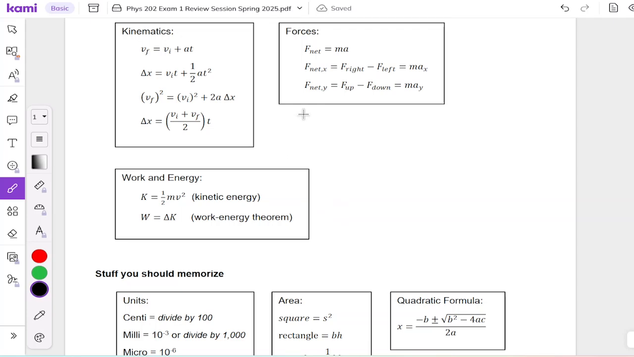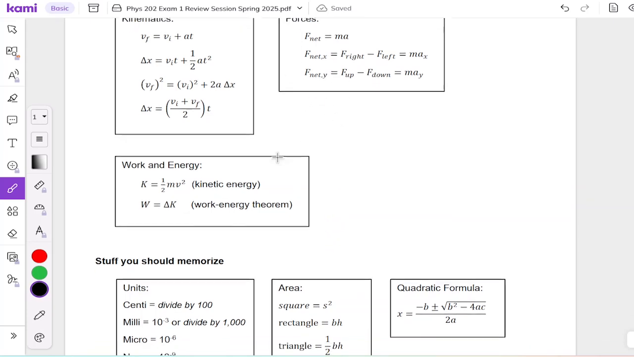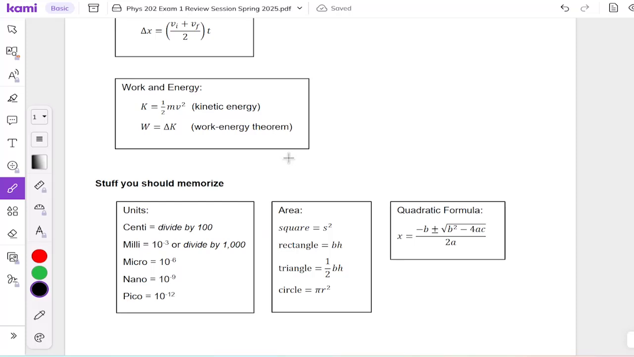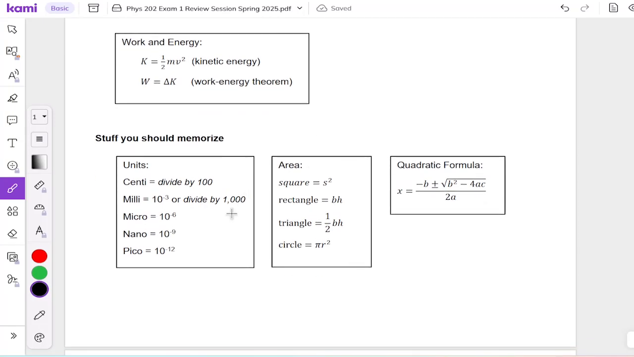Then we have Newton's second law and all the force equations. Then we have work and energy, which definitely can show up, especially when we talk about work with electric fields and electric potential. And then finally, the only thing that I would recommend seriously memorizing, because this might be on the equation sheet, might not be. Regardless, it's good to just have this memorized. It saves us a lot of time.